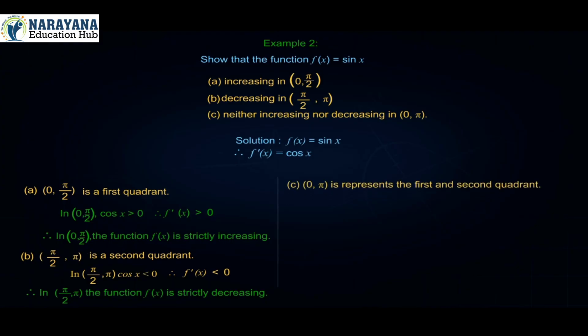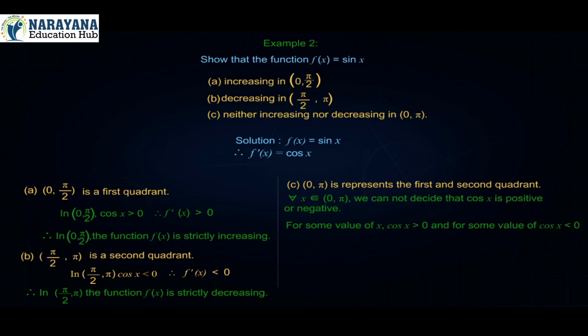C. Open interval 0 to pi represents the first and second quadrant. For all x belongs to open interval 0 to pi, we cannot decide that cos x is positive or negative. For some values of x, cos x is greater than 0, and for some values of x, cos x is less than 0. Therefore, the function f of x is neither increasing nor decreasing in open interval 0 to pi.